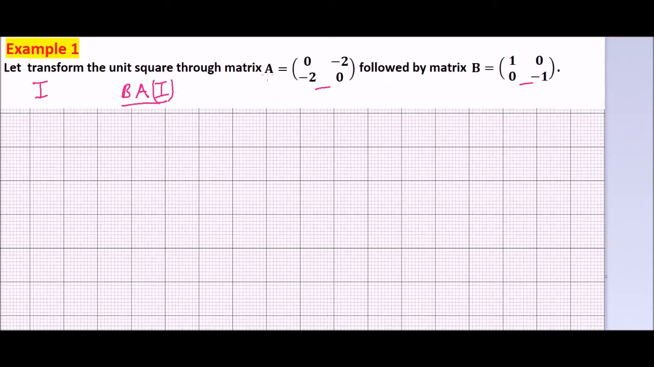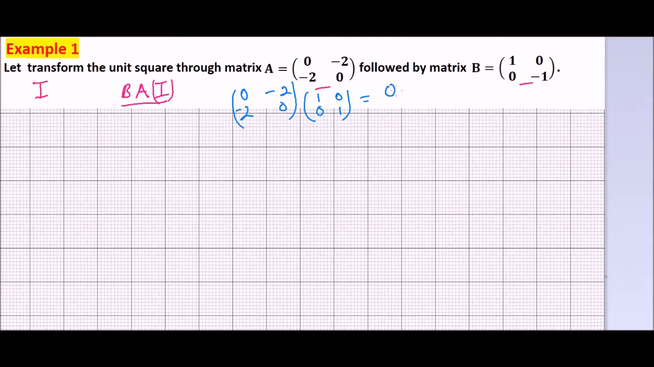So let us transform. We know our first matrix is A, so let's multiply with the unit square, that is our object, 1, 0. Since it is a matrix, our image will be 0, and minus 2 times 0 is 0. Remember, this is our I and J, the image of I and the image of J.